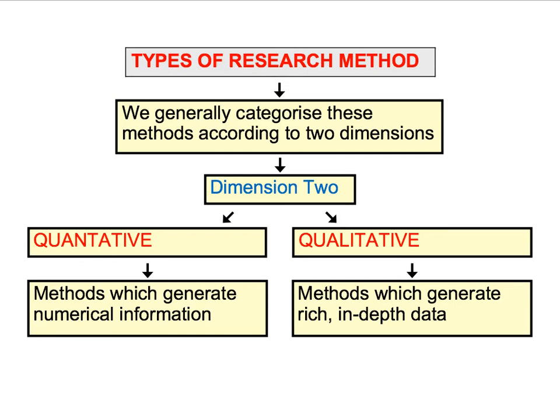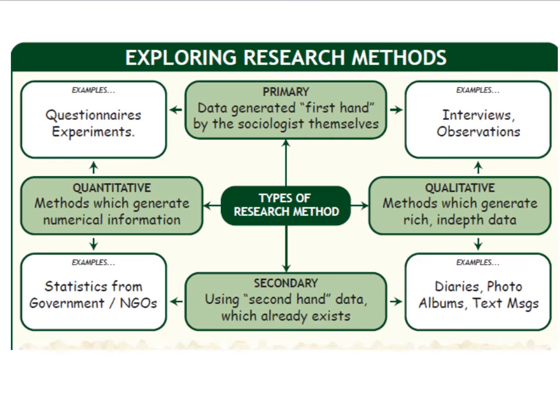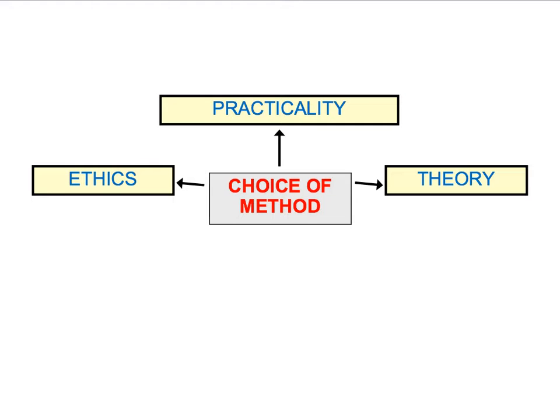use of qualitative methods. And this diagram here gives you an indication of the range of methods that sociologists might use in the process of doing their research. Now, the research methods that sociologists decide to use in their research and the way in which they actually go about conducting their research is affected by three broad sets of factors.